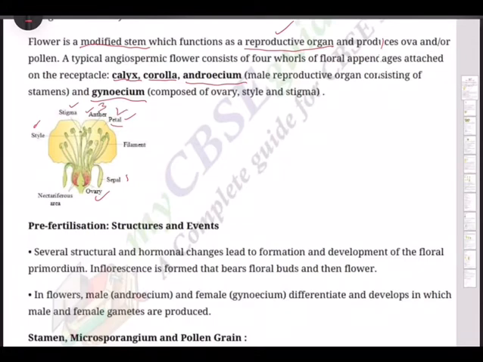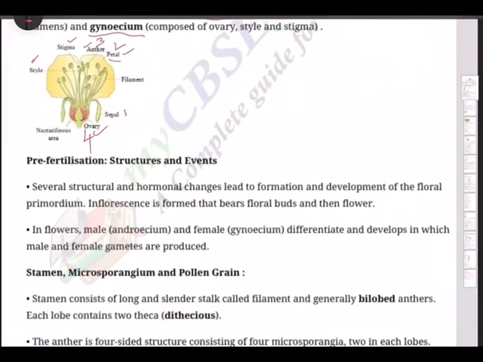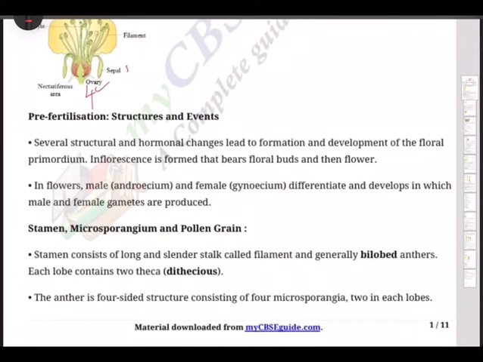So what is the first one? First one is calyx, second one is corolla, third one is androecium, and the fourth whorl is gynoecium. So 4 whorls will be there.